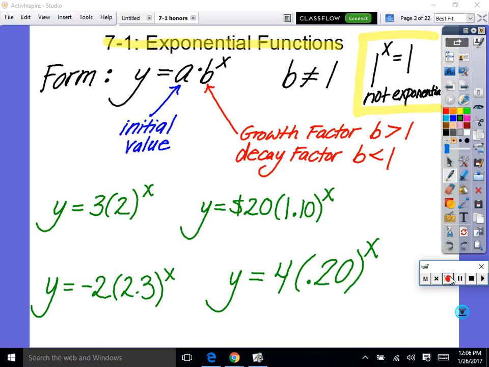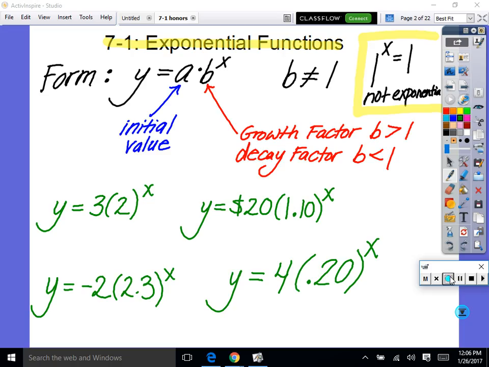It's going to be exponential growth if your b value is greater than 1, and it's going to be exponential decay, it's getting exponentially smaller, if that b value, the factor, is less than 1. So like 0.2 is less than 1, or 1/2 is less than 1. That's decay. So b cannot equal 1, and the reason is that 1 raised to any power, first, second, third, fourth, fifth, is always 1, so it's not exponential. It's just not considered exponential.